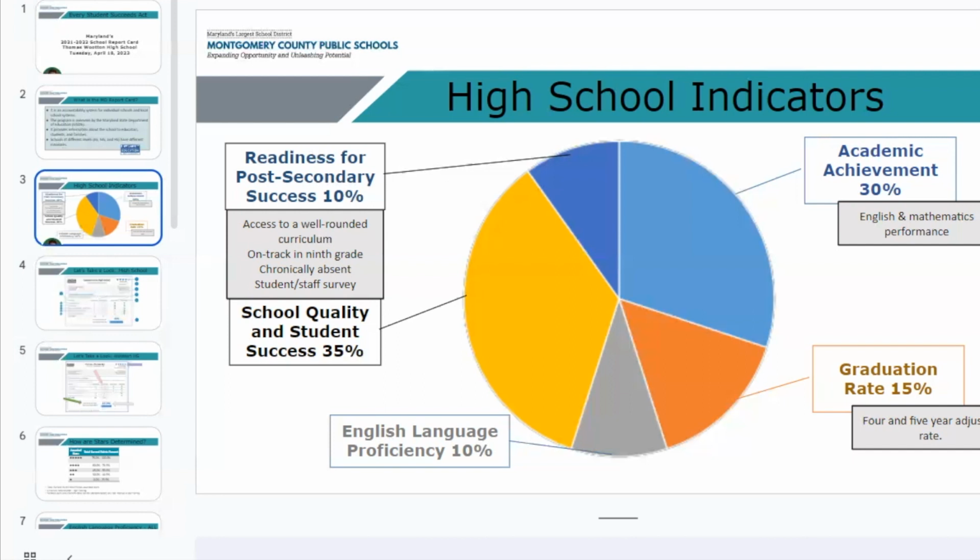The required math measure for high schoolers is Algebra, NSL measures, and so on. They're required tests, in English and math, that inform the report card results.